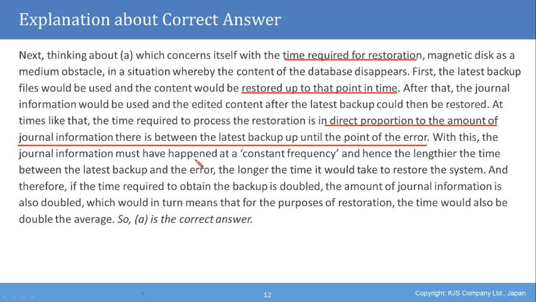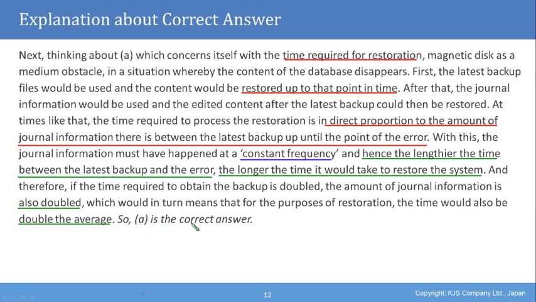With this, the journal information must have happened at a constant frequency, and hence the lengthier the time between the latest backup and the error, and this is the important thing, the lengthier the time between the latest backup and the error, the longer time it would take to restore the system. And therefore, if the time required to obtain the backup is doubled, the amount of journal information is also doubled, which would in turn mean that for the purposes of restoration, the time would also be doubled on average. So A is the correct answer.